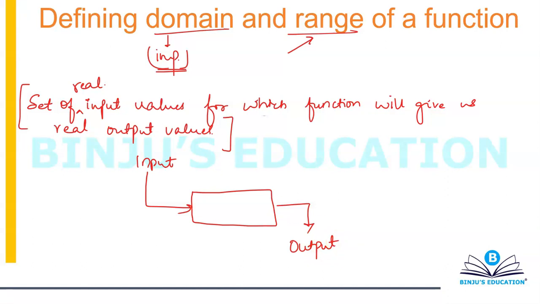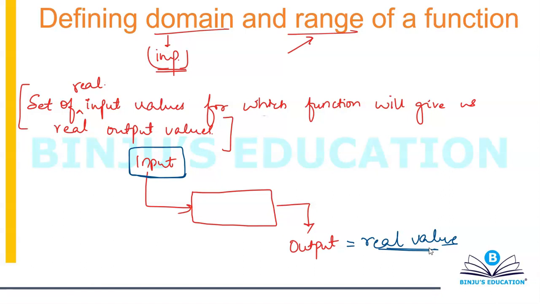Now, those input values for which your output is always a real value are known as the domain. For those input values for which your output is always a real value, those input values are known as your domain.